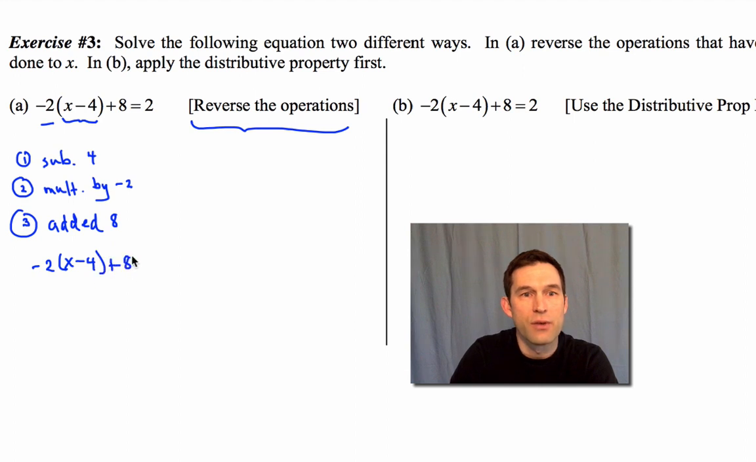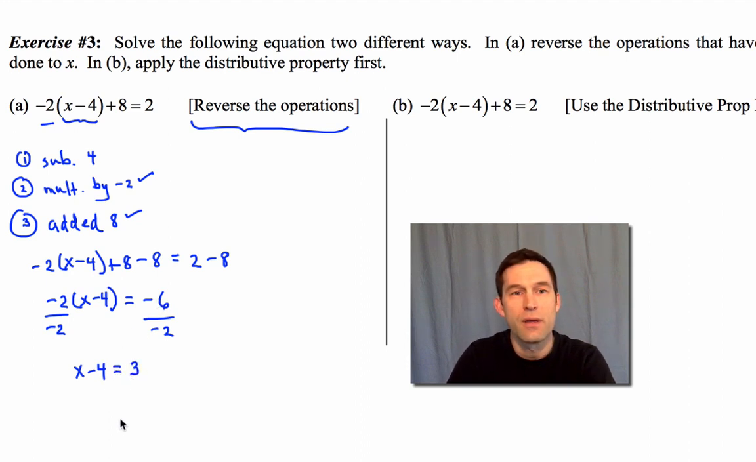First things first, we'll undo adding the 8 by subtracting 8 from both sides. That's simple. But on this side, of course, every time we do this, we get kind of a predictable answer. 8 minus 8 is 0. Watch out here, 2 minus 8 is negative 6. Let's undo multiplying by negative 2 by dividing both sides by negative 2. All right, again, be careful. A negative divided by a negative, remember, is always a positive, and 6 divided by 2 is 3. And then, of course, we can undo subtracting by 4 by adding 4 on both sides.